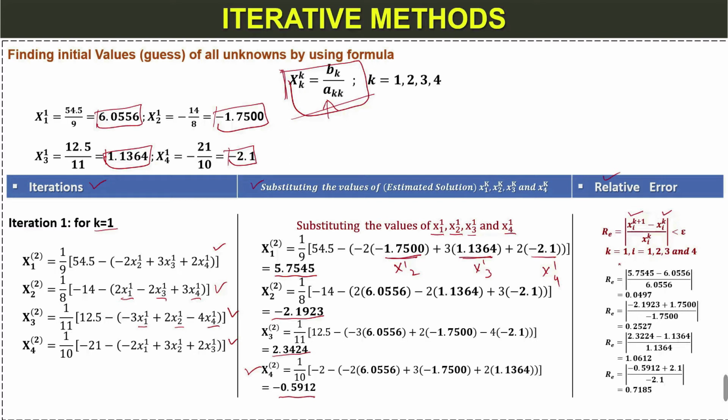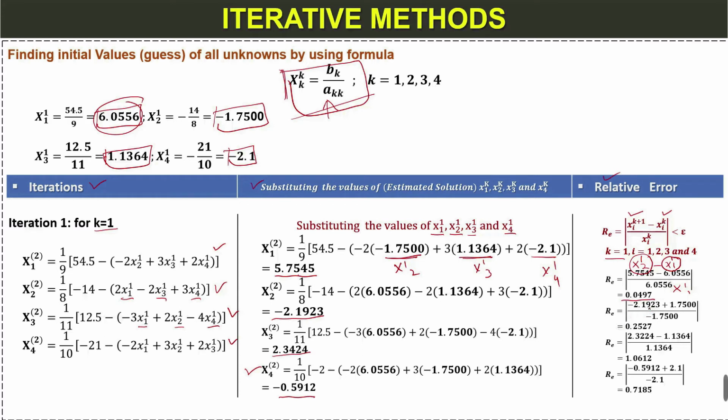For k equal to 1, that is the first iteration, and for i equal to 1, 2, 3, and 4, the relative error is this one. We can see that here we have x12 minus x11 divided by x11. Here we have the new estimated solution, and this x11 is the previous estimated solution that we calculated using this formula, divided by again this value. So we have the relative error, this one.